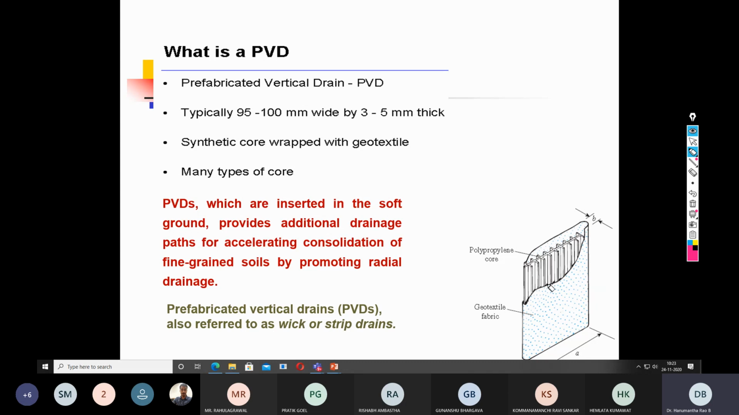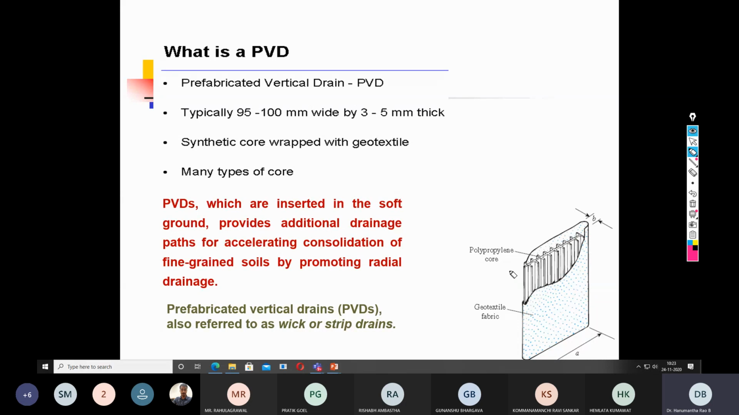The two main attributes of this fabric and core are that the fabric is like a geotextile. It has a lot of pores and will act like a non-return valve. It allows only water to infiltrate from the soil into the core, but it will not allow the soil particles to plug or permeate through these pores. That is the function of the geotextile fabric.